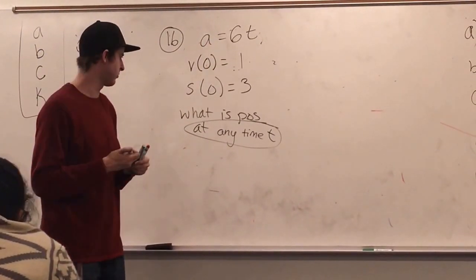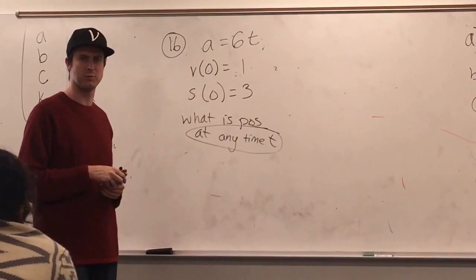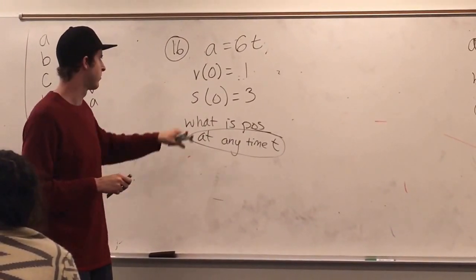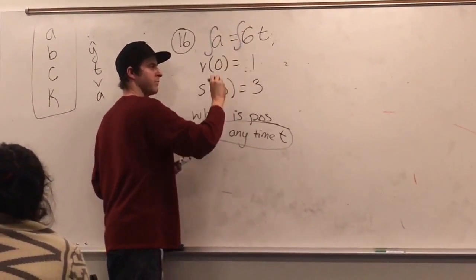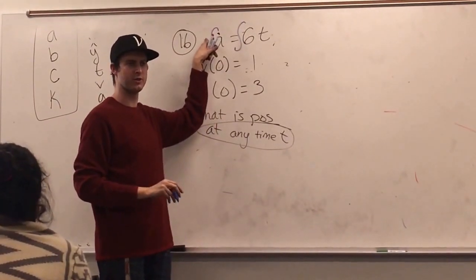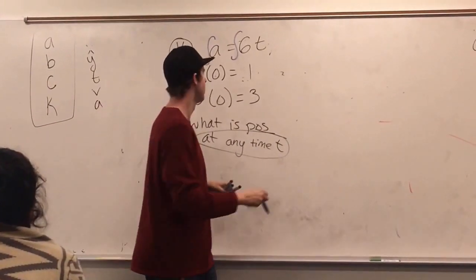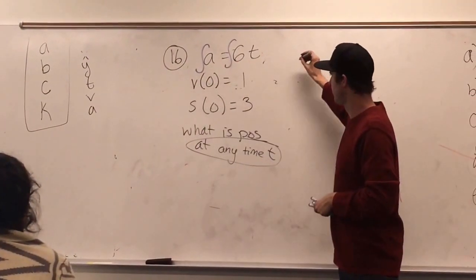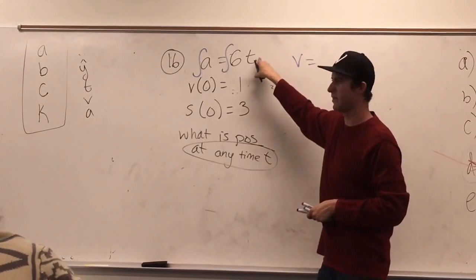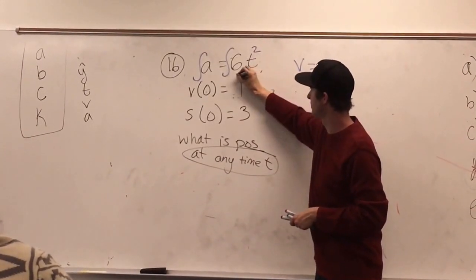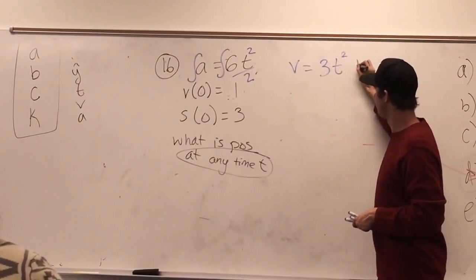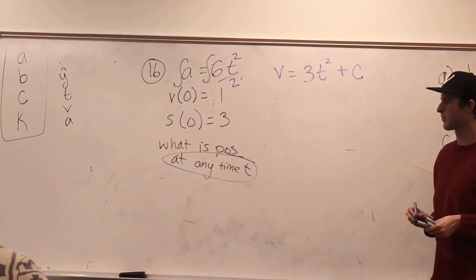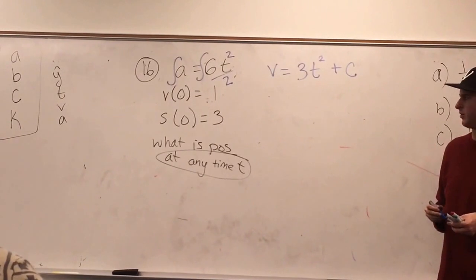Okay, can I get to position immediately or I have to go somewhere else? What do I do? I take the integral of both sides and it gets me to what? Integral of acceleration gives me velocity. So integral of a is v equals integral of 6t is 6t squared over 2 is 3t squared, but it's plus C. I need to solve for that c. How am I going to do it?